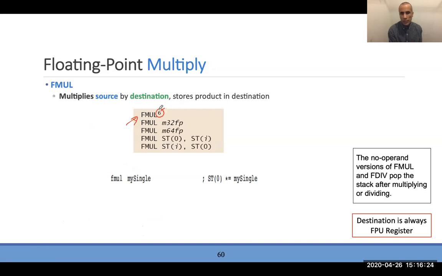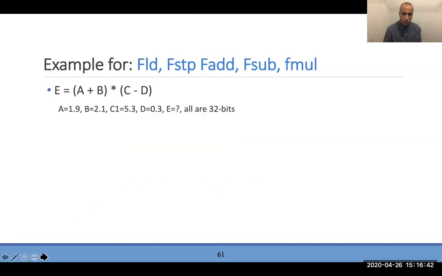So the fmul right here is the same. If you say fmul and you give the memory, so the multiplier, if you remember the multiplicand and the multiplier, this is going to be your multiplier, and the multiplicand is going to be the top of the stack. So your multiplicand must be loaded first to the ST0. So let's look at this expression. This is the example that we're going to look at right now. Let's say we want to use those instructions that we learned so far to solve this expression. Let's do it together.